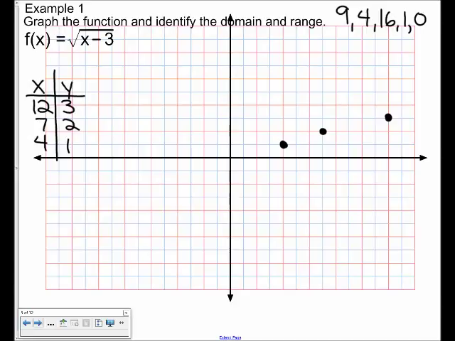And finally, my last one over there says 0. What am I going to plug in to get 0? Just 3, because what is 3 minus 3? 0. And the square root of that is 0. I'm going to plot 3, 0. And now you're ready to make your curve. I'm going to start at 3, 0 and make my curve. So watch how I make it.